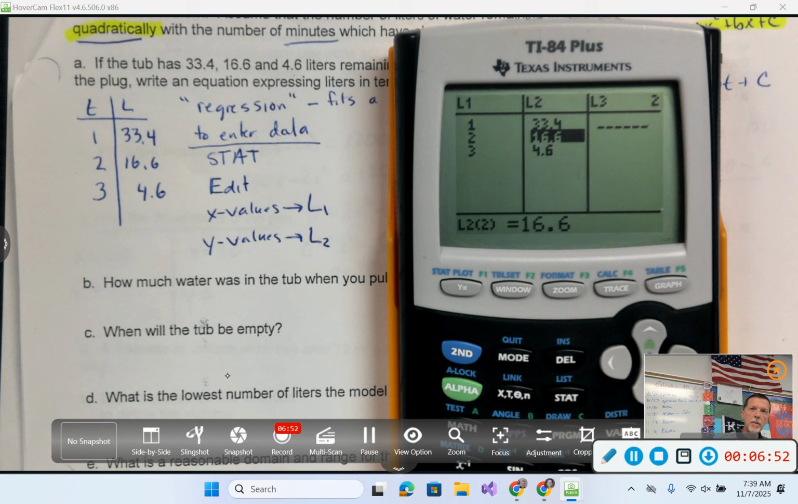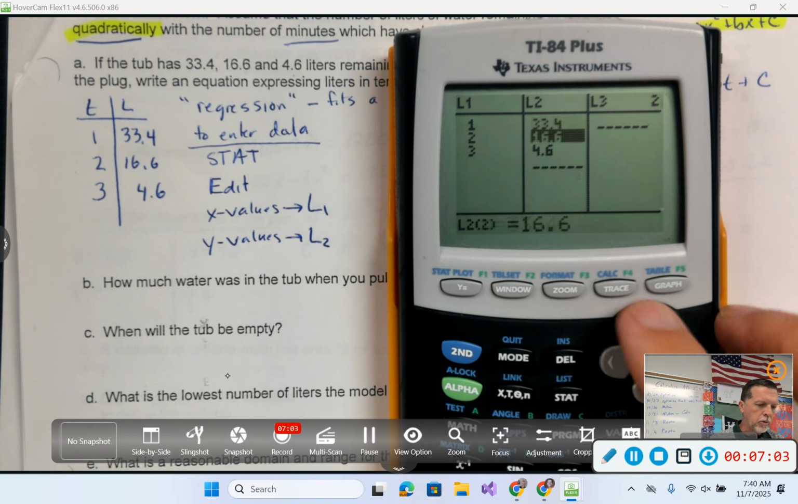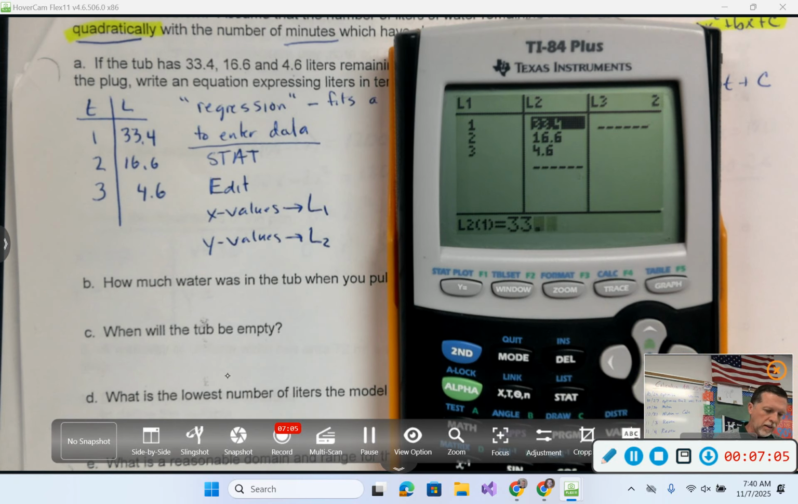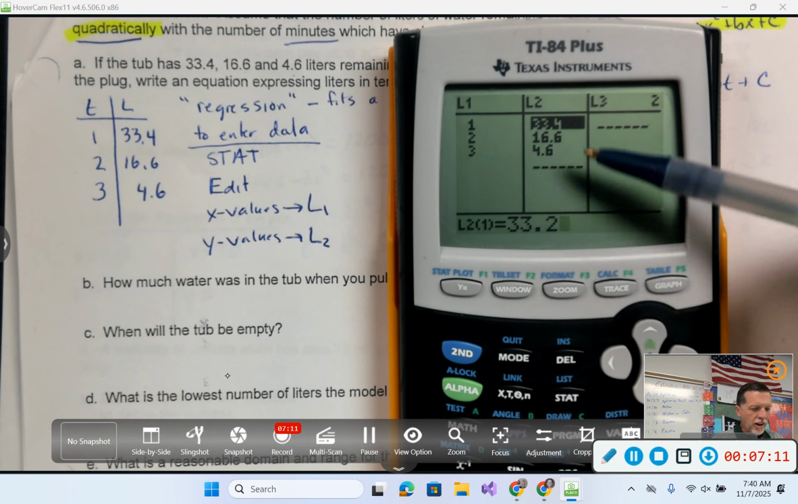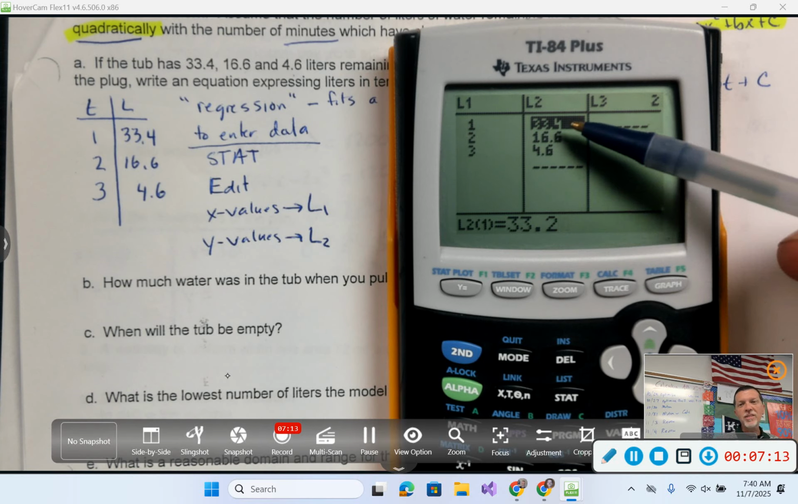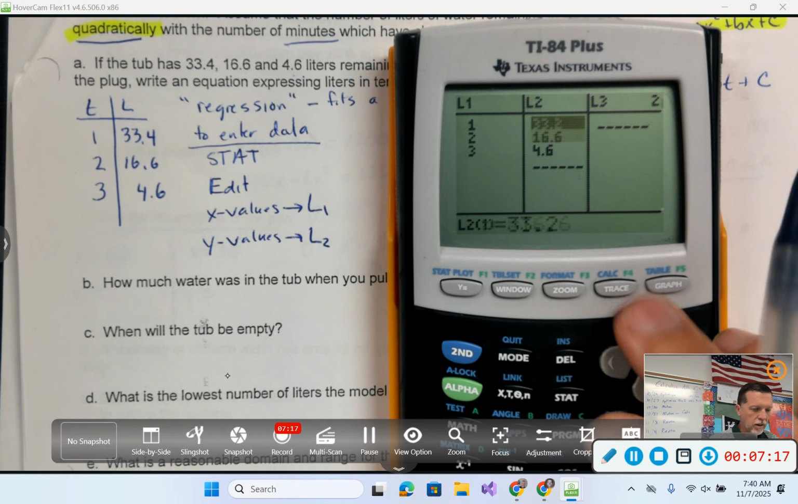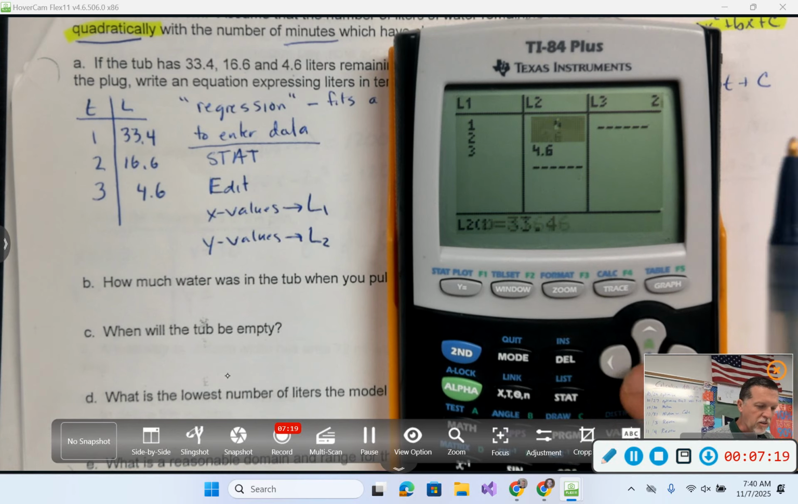Do you press enter? I think you press enter if you're changing something. Yeah. Or just arrow to a new spot. But make sure that the table shows your new entry. Like right here, I'm trying to say that that's 33.2, but until I hit enter or move, it still thinks it's 33.4. Of course, it's supposed to be 33.4, so let me change it back.